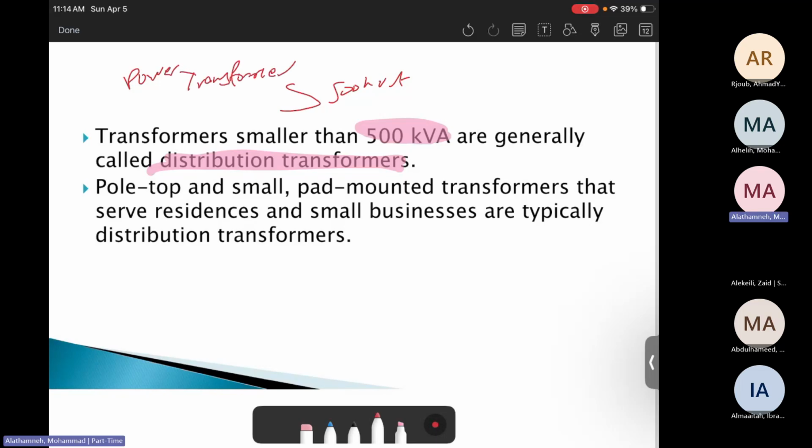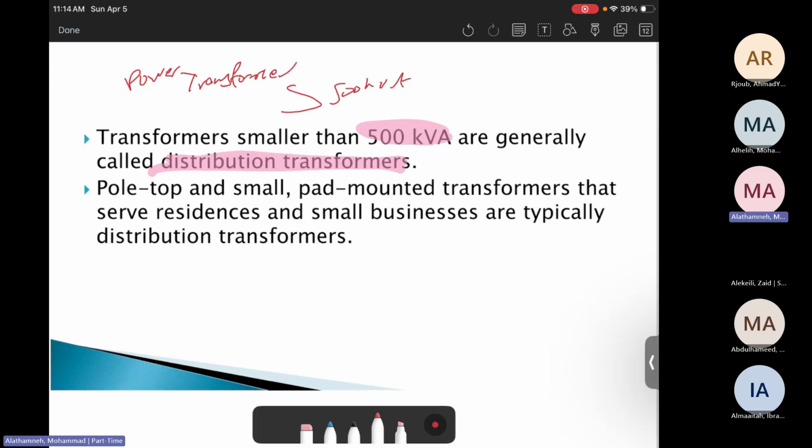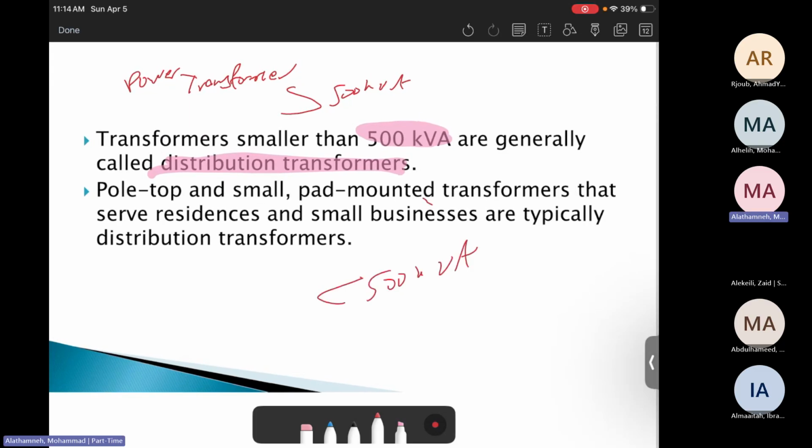Even though they may share the same principle of stepping down, the distribution transformer is not called a power transformer because the rating is below 500 kilovolt ampere. So again, if it is below 500 kilovolt ampere, then we will say it is a distribution transformer. As a shortcut, DT, distribution transformer. Take the first letters, DT. We denoted it already.